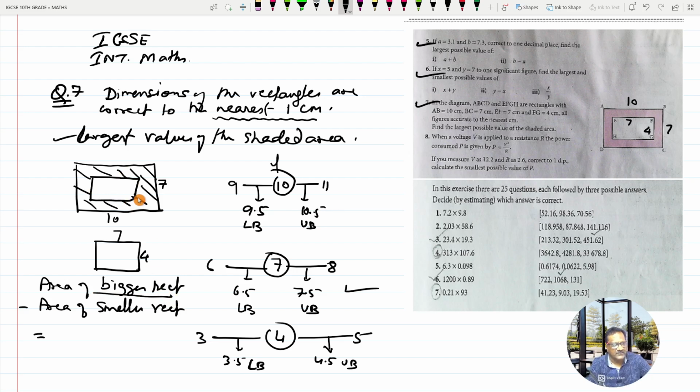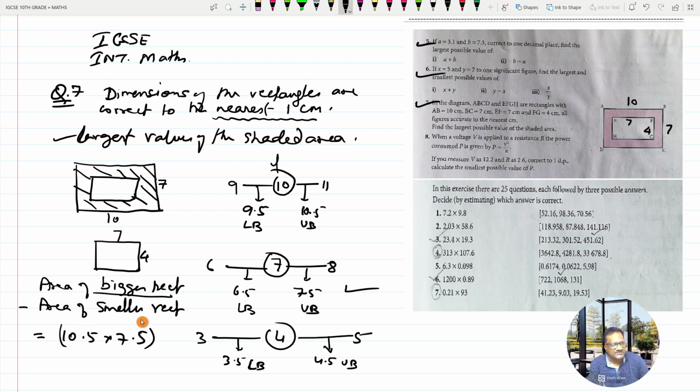So for the area of the bigger rectangle to be largest, that is the outer rectangle, you will have to take the upper bounds of 7 and 10. So for the area of the bigger rectangle, you will have to take 10.5 times 7.5, isn't it? This will make the area bigger.